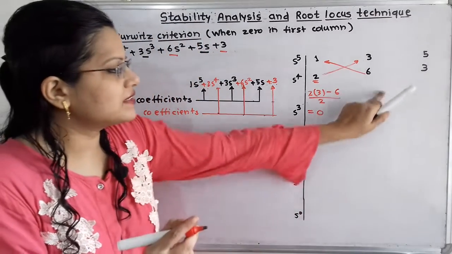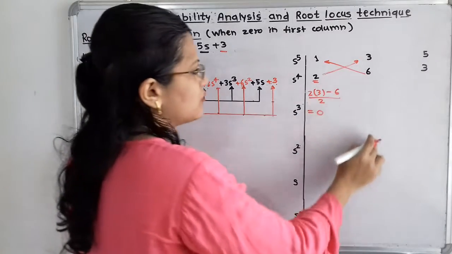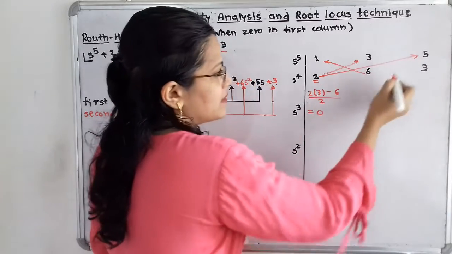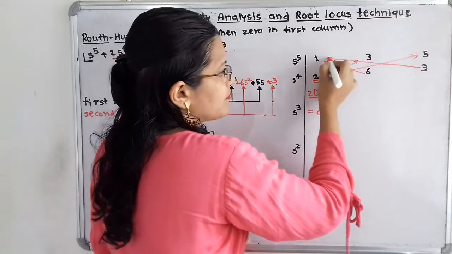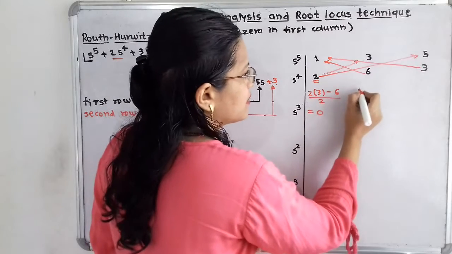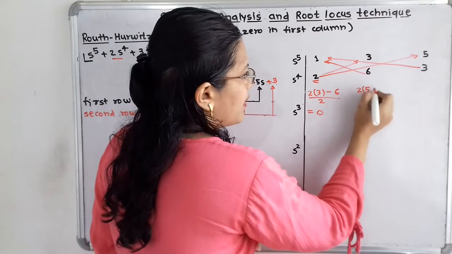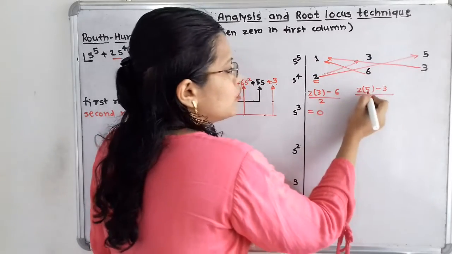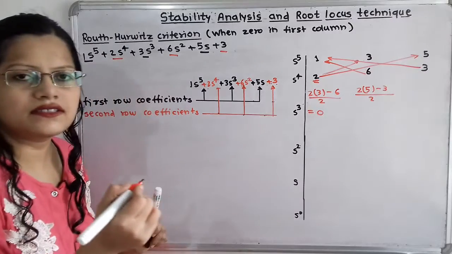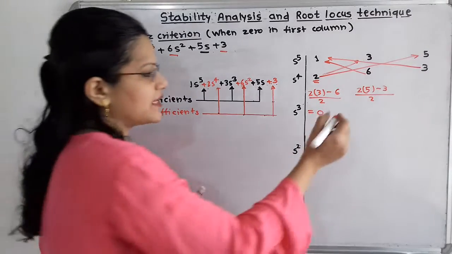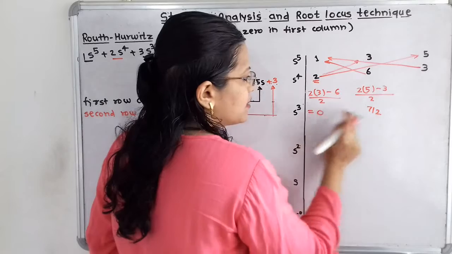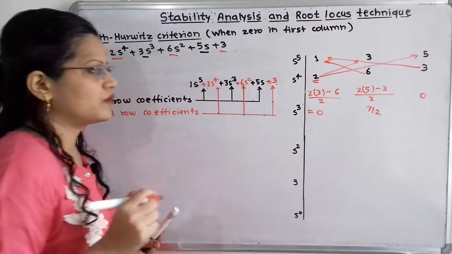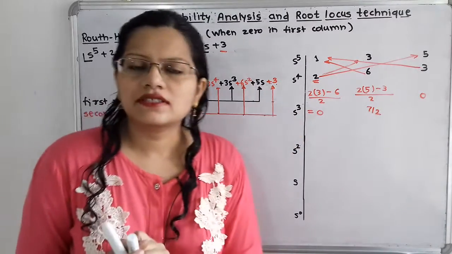Now we will move to the next calculation. For this we take 2 multiplied by 5 minus 3 multiplied by 1, divided by 2. So 2 into 5 is 10, minus 3 is 7, and 7 divided by 2. So the second number is 7 by 2, and for the third there is none, so we take 0.